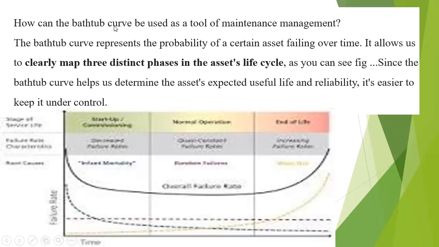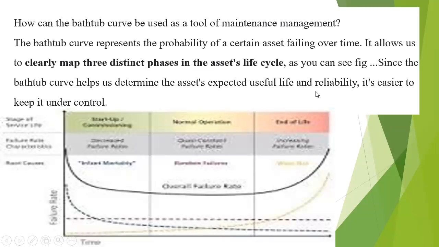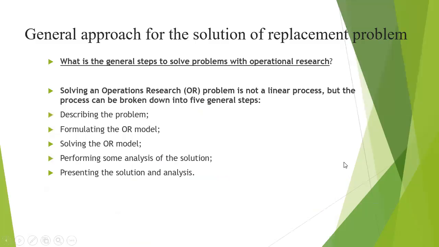How can the bathtub curve be used as a tool for maintenance management? The bathtub curve represents the probability of a certain asset failing over time. It allows us to clearly map three distinct phases in the asset life cycle. As you can see, since the bathtub curve helps us determine the asset's expected useful life and reliability, it's easier to keep it under control. Here is also an image representing the bathtub curve in different situations.